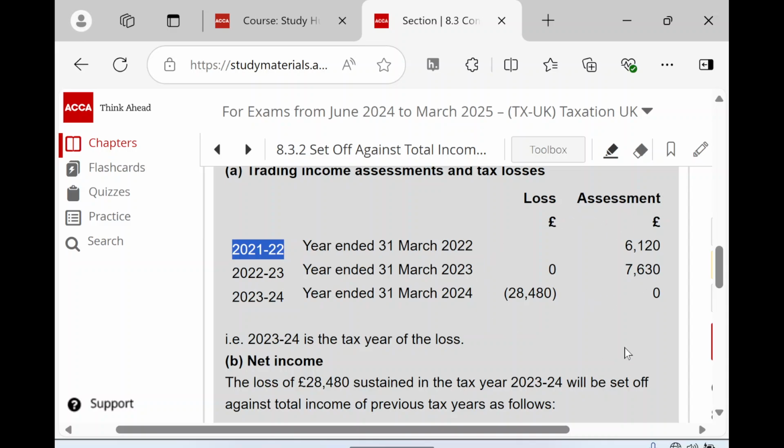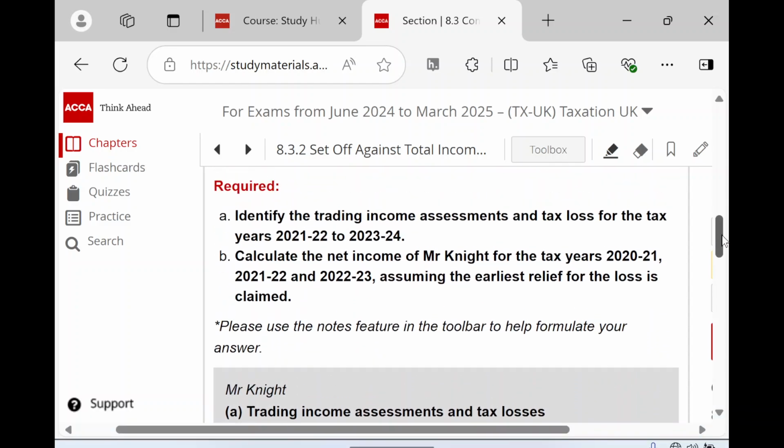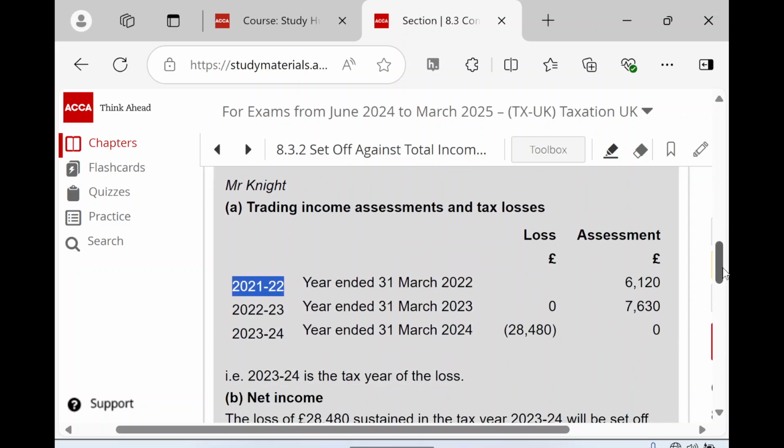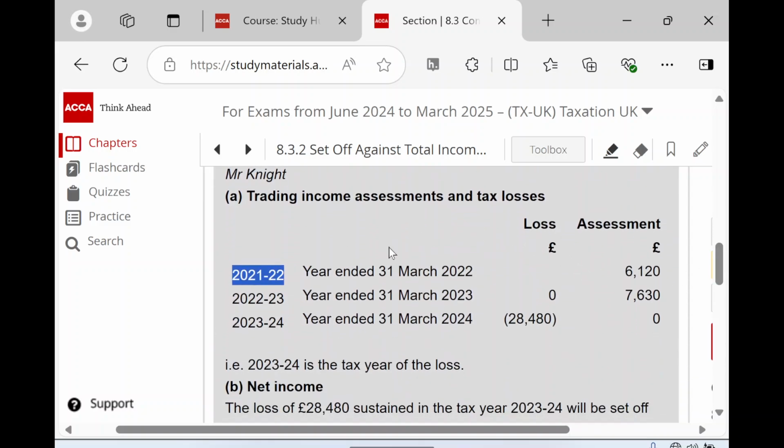So you can see in terms of the layout of the figures here, it's really exactly as it was in the question. So this area is not complicated. In essence, we actually have the trading income assessments for each of the 3 years pretty easily, with obviously the final year being the year of the loss. So not much work to do there at all.